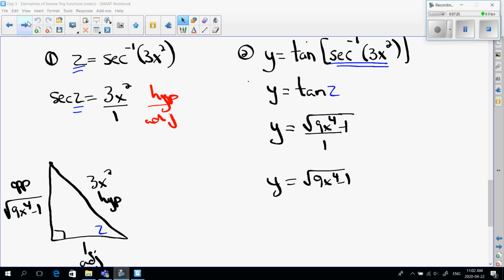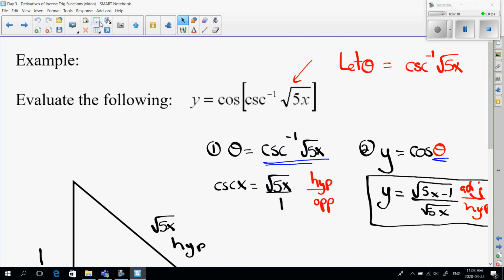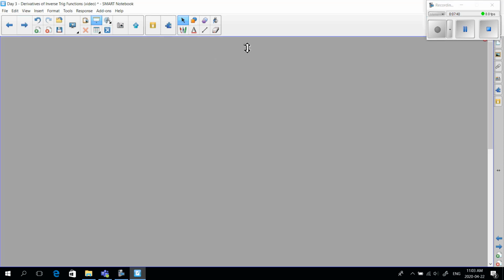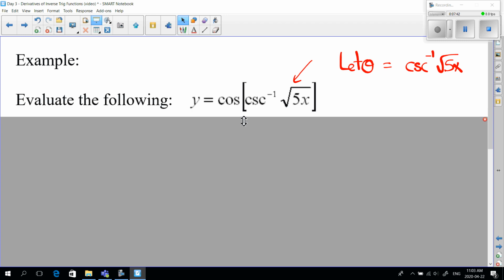Okay, I am going to give you another question, and you can give it a run. I'll hide the solution. You can pause the video, give it a try, and then see how you made it. So here is the question. All right. It wants you to evaluate the cosine of the inverse cosecant of the square root of 5x. So I give you a little hint.